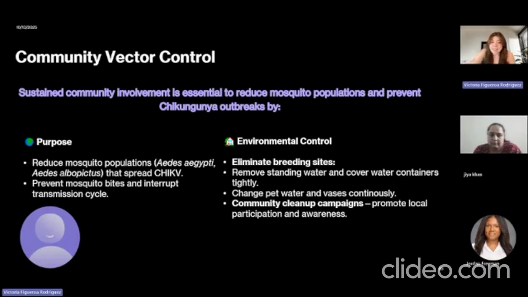Also, if you have pets, you want to change their water and the vases continuously. They will say weekly, I'll say daily, because we once again want to avoid this as much as possible. And community cleanup campaigns promote local participation and awareness. Sometimes communities get together and clean if they have a park or community spaces around the neighborhood, to make sure there are no waters retained anywhere that can promote these mosquitoes.